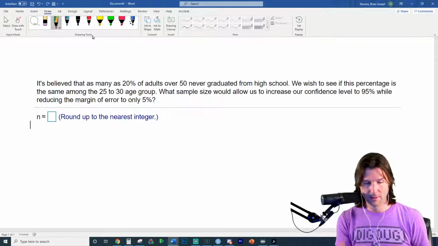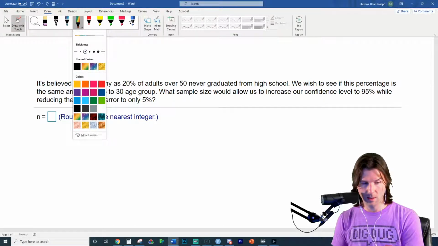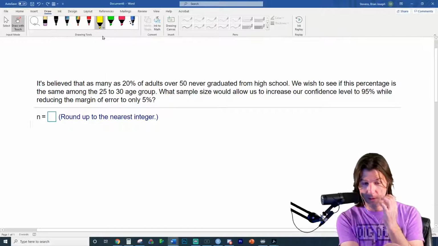Not like that. No, I said we're going to fix it. Let's fix it. If I make this pen black and I make this pen, there we go. There we go. Now we can do it.